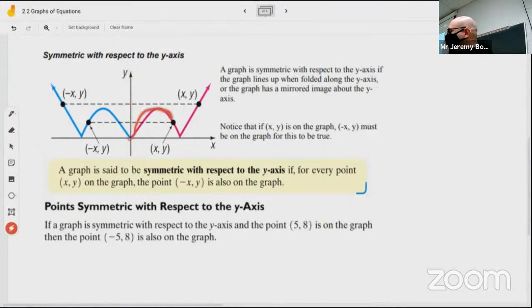And so whatever we have to the right of it, we also need to have to the left of it. A graph is symmetric with respect to the y-axis if the graph lines up when folded along the y-axis. So if I fold it along the y-axis, this curve will match this curve here. And the other thing to notice is that if you have x, y, this time you're not going to have x, negative y, you're going to have negative x, comma y, which you can see in the image here.